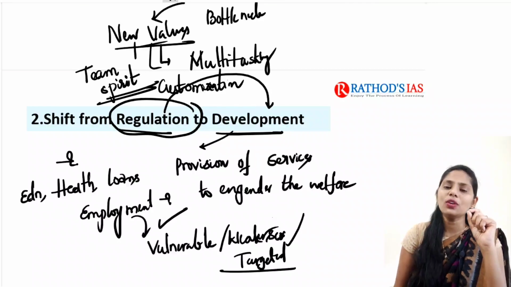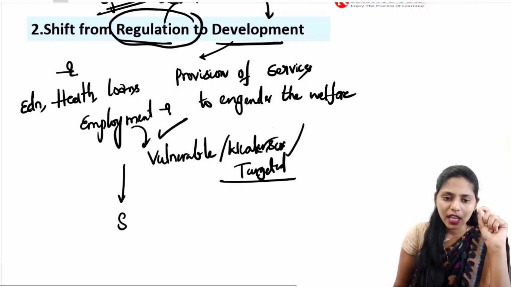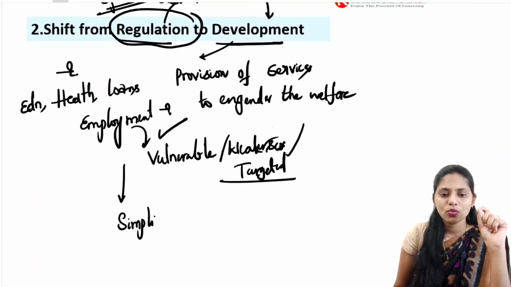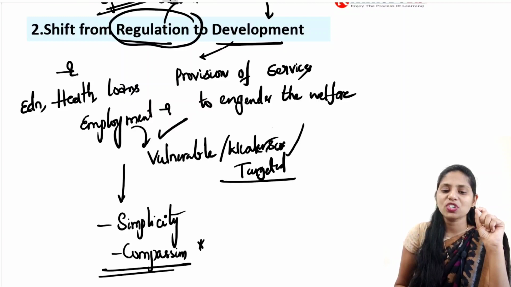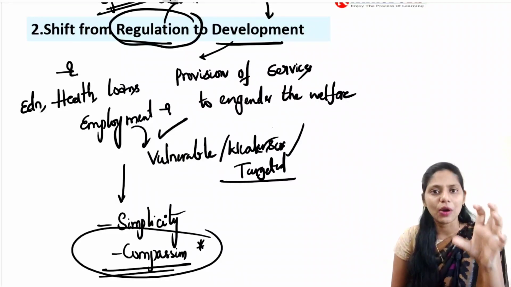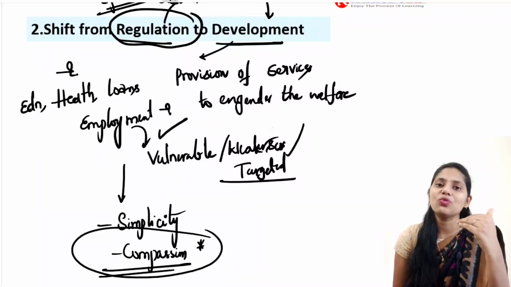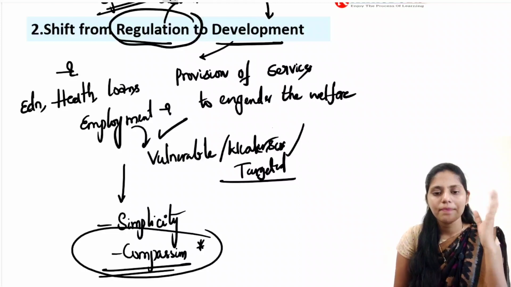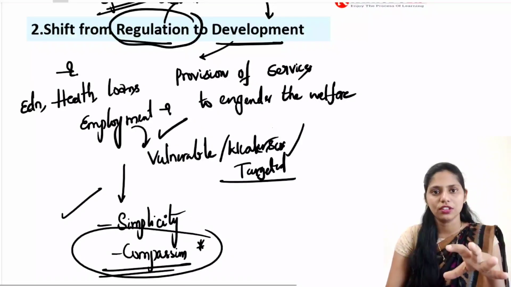To deal with these people especially, we need values, for example, simplicity and compassion. Whenever we are talking about weaker sections of society, compassion comes into the picture. I discussed this compassion in detail in our chapter on fundamental values for civil servants. So this is the second important reason why there is a shift.